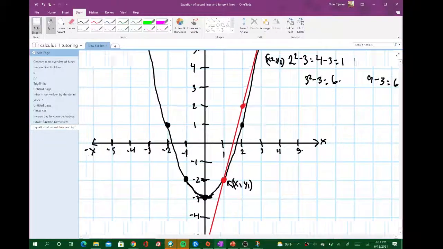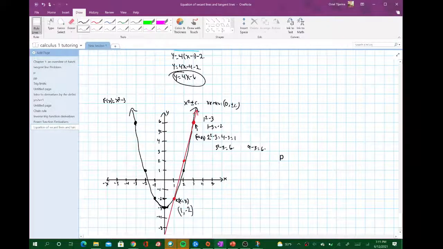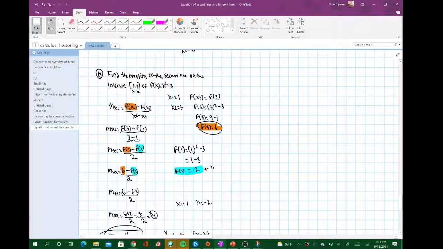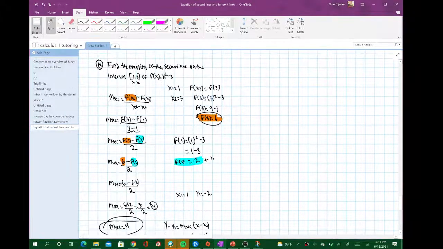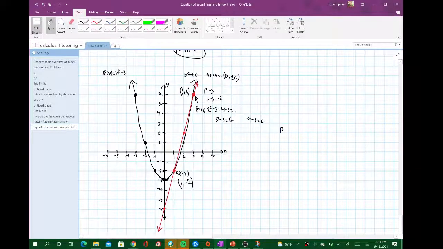And as you can see, I was right, because here is where 1, negative 2 is located, and over here is where 3, 6 is located. And like I said, we wanted to find the equation of the secant line on the interval 1 to 3 of this equation. And we graphed both of them, and we made a graphical representation of how that is true.